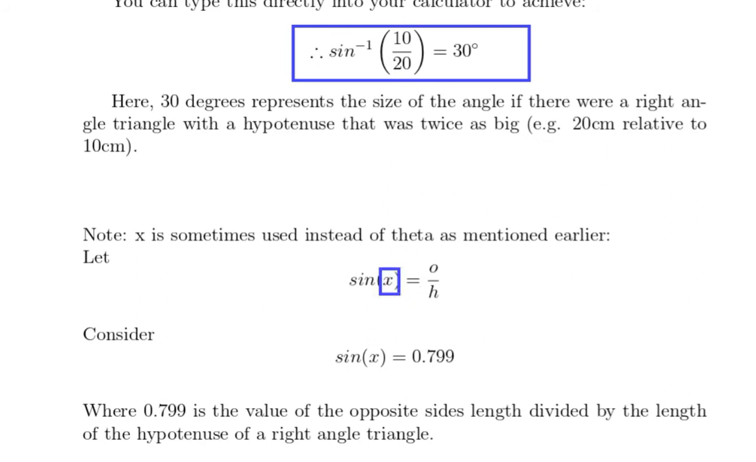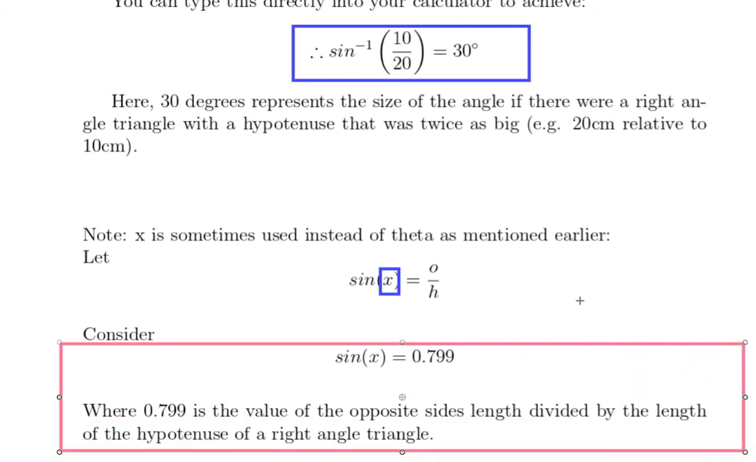And I'm going to give you a specific question. Can you consider sine x is equal to 0.799, and they wish for you to find out what x is. What is the angle when the relationship between opposite and hypotenuse, opposite divided by hypotenuse, equals 0.799? I want to know in this question what angle allows for that relationship to be equal to 0.799.